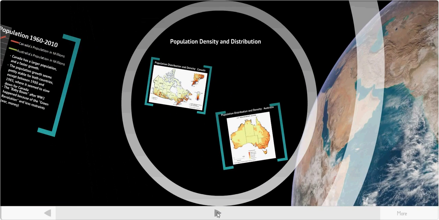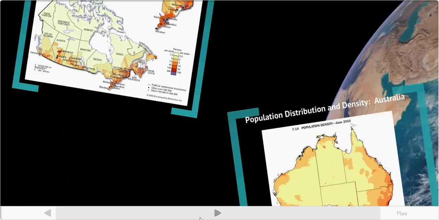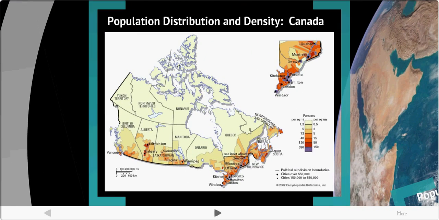Population density and distribution. Population distribution and density, Canada. As you can see, the population is very dense around the border, and it's very sparse here. This may look very linear, but actually it's very clustered in the cities, as you can see here. Montreal, Toronto, and Hamilton are very, very populated, with more than 390 people per square mile, and more than 150 people per square kilometer. And everyone's very focused around the border, and very sparse up north and in the center.